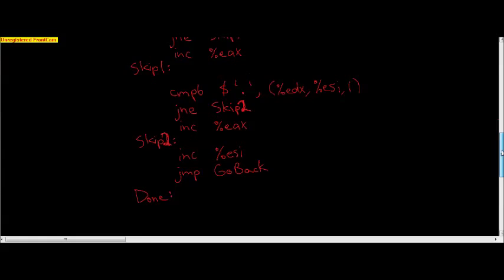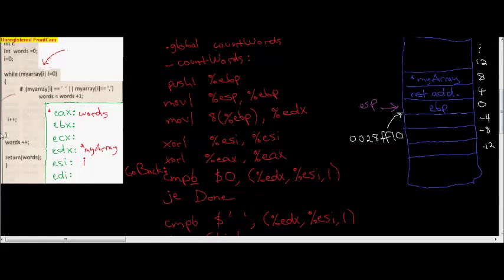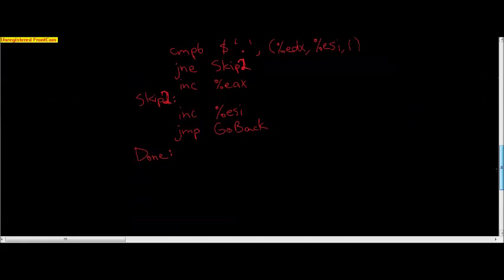Then if we look back at the code, we need to increment words one last time and then return words. So increment is just inc EAX, and because words is in EAX, it will automatically be returned. So that's basically all you need to do, and the last couple of lines are popl %EBP and then return.